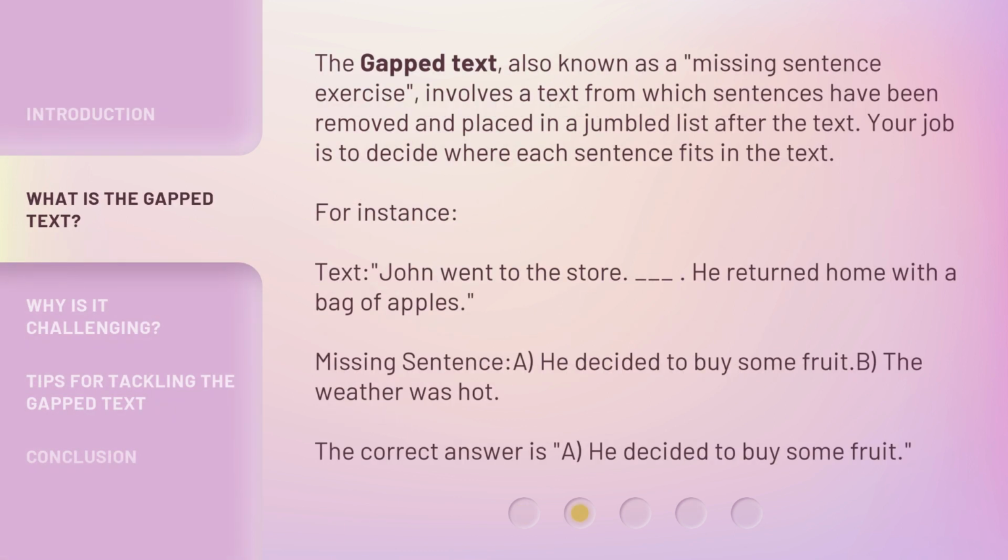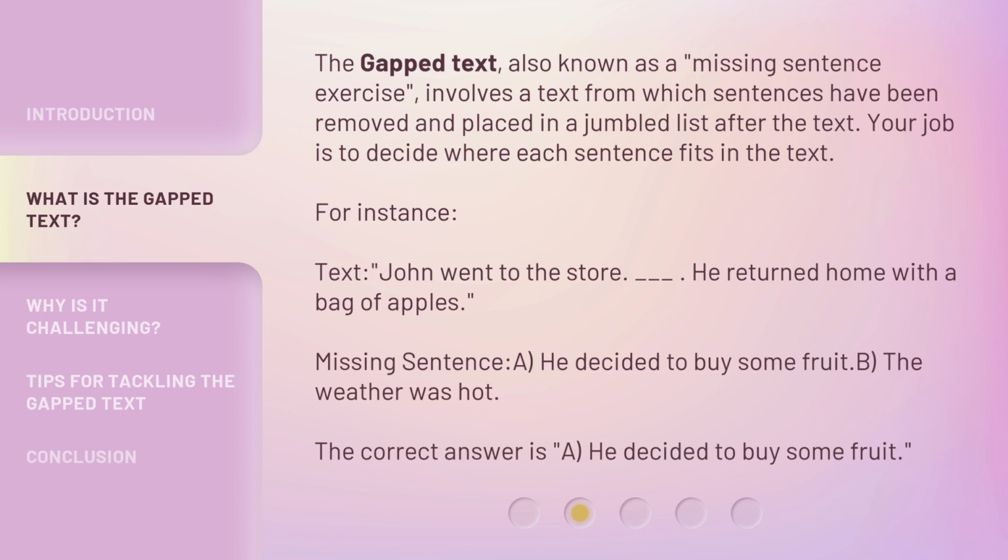The gapped text, also known as a missing sentence exercise, involves a text from which sentences have been removed and placed in a jumbled list after the text. Your job is to decide where each sentence fits in the text.